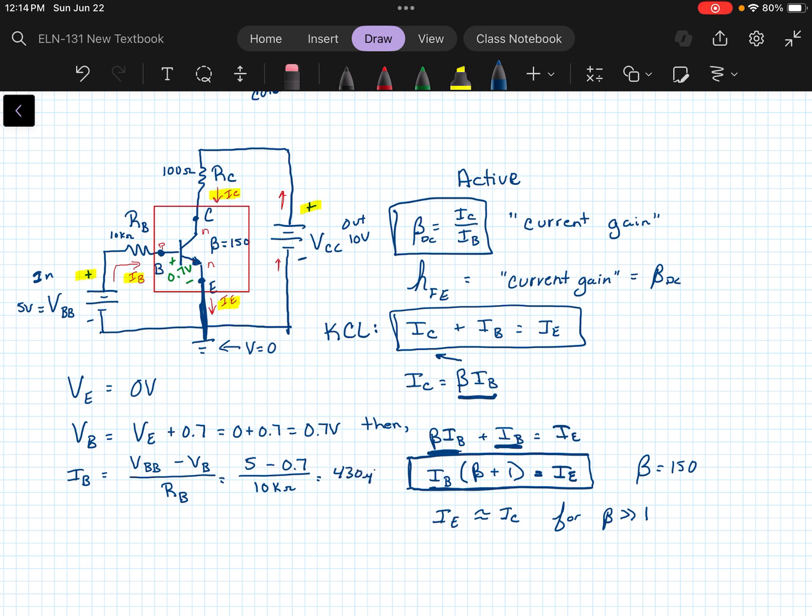That might sound like a lot, but it's really not, because remember, our beta is 150. So that tells us that IC, which is beta times IB, if we're acting in that linear region, which we are trying to do, would be 150 times that 430 microamps, which would be about 64.5 milliamps.